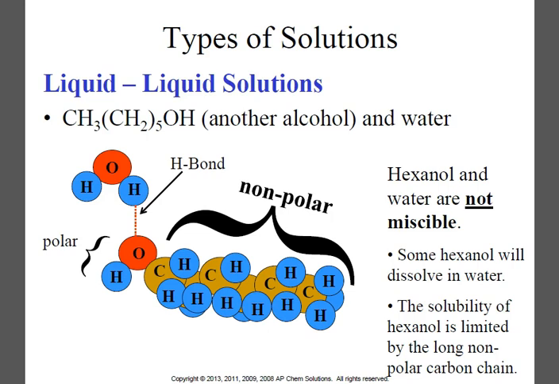Okay, they can dissolve in one another, that's fine, but they're not miscible. And really, when you hear the word miscible, you want to think like infinite. So you can't add an infinite amount of hexanol and expect it to dissolve in water. The solubility is limited. So it is soluble in water, but the solubility is limited because of that non-polar chain. So hydrogen on the water will hydrogen bond with the OH group on the hexanol, but then it has all this chain that it can't hydrogen bond with. So that non-polar chain limits the solubility.